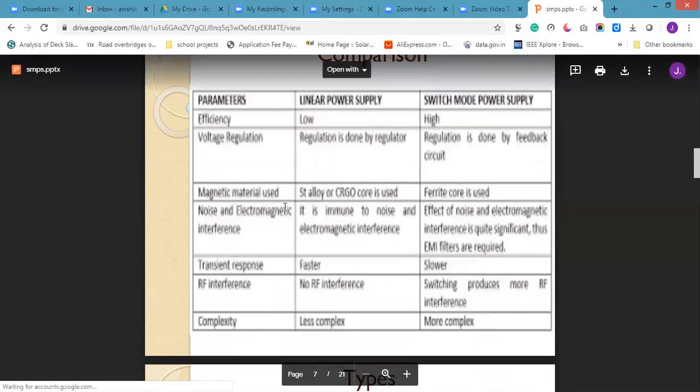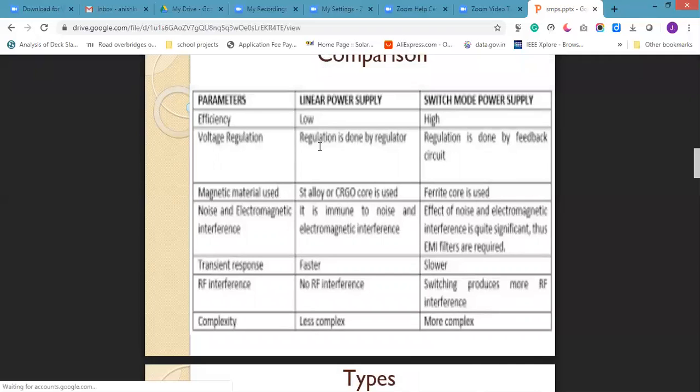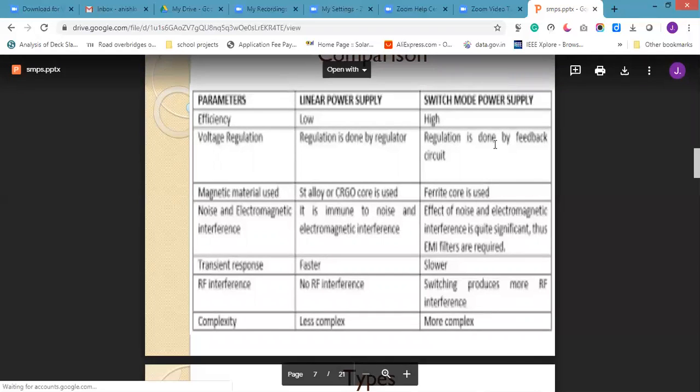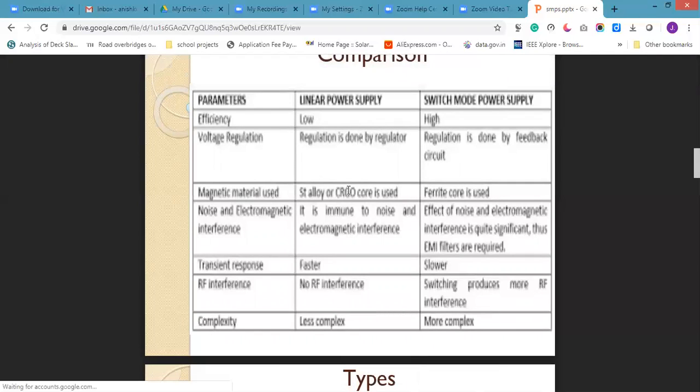We can see the comparison between linear power supply and switch mode power supply. Efficiency is high in SMPS, here it is low. Voltage regulation is done by the regulator here, and by using feedback in SMPS. The magnetic material used in the transformer is steel alloy or CRGO core here. In SMPS, ferrite core is used.